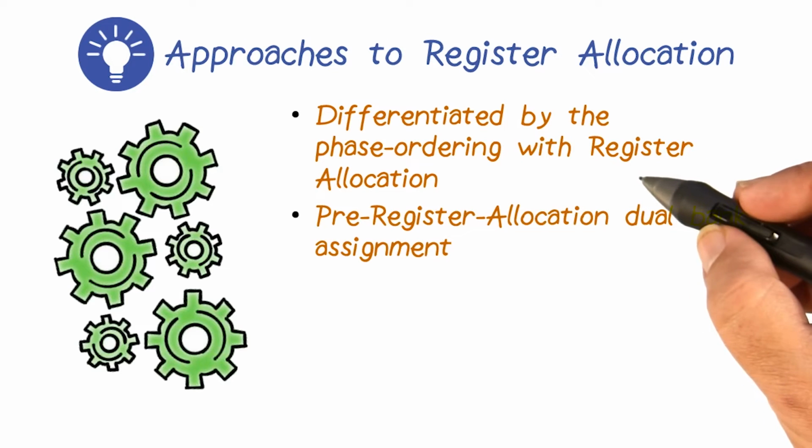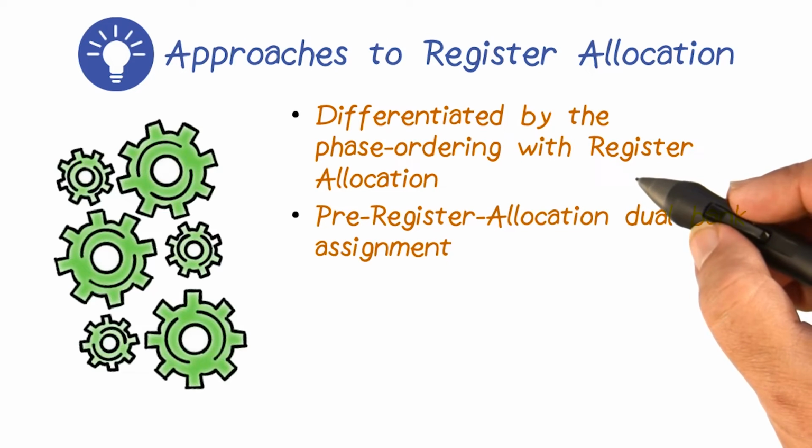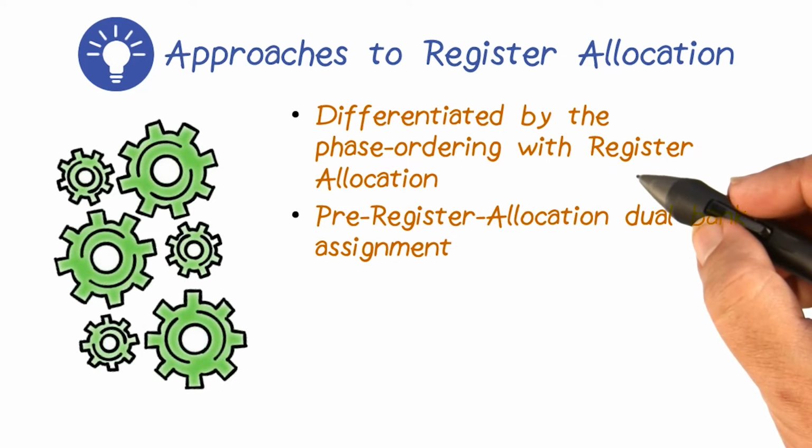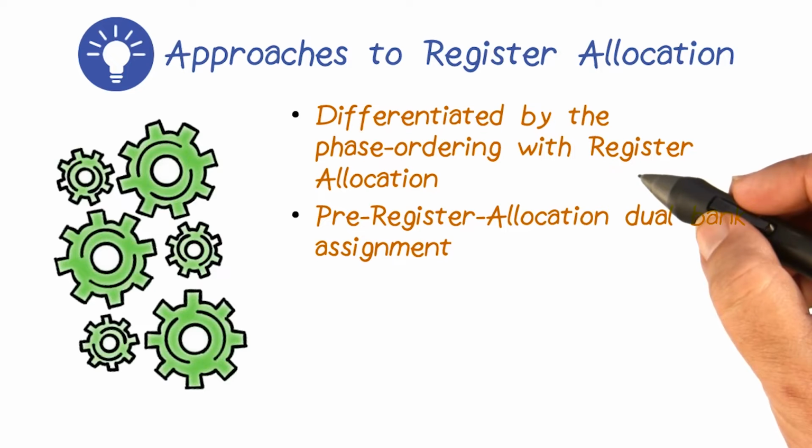What is a phase order? Phase order means where exactly is it done in the compilation pass. Is it done before carrying out register allocation? Is it carried out during register allocation? Or is it carried out after the fact, after the registers are already allocated?